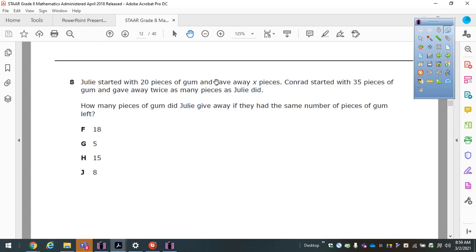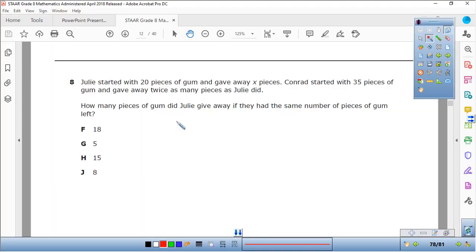Julie started with 20 pieces of gum and gave away x pieces. I think this is equations, right? Conrad started with 35 pieces of gum and gave away twice as many as Julie did. How many pieces of gum did Julie give away if they had the same number of pieces of gum when they were left? In the beginning, we'll go with Julie, who gave away x. So we're going to go with 20 minus x. Hopefully that makes sense.